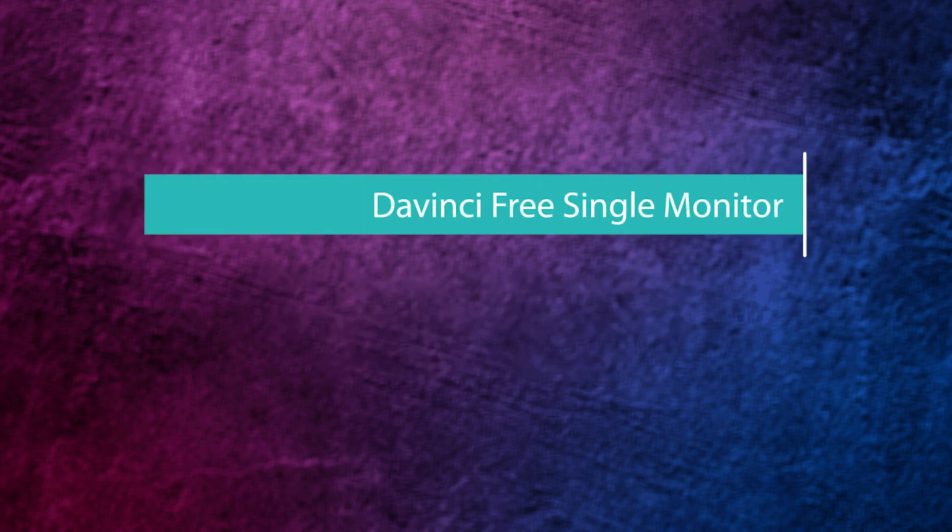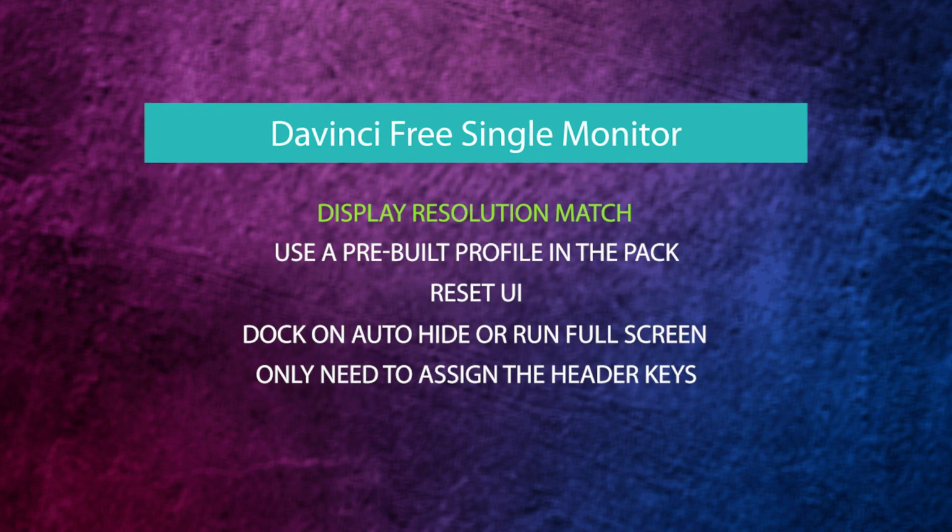If you're running the free version with a single monitor and your display resolution matches one of the pre-built ones that we've provided, you can use that pre-built profile as long as you reset the UI and you use dock auto hiding, or you have the auto hide off and you maximize your screen. In this situation, you would only need to assign the coordinates for those header keys that would get moved down because you don't have the Dolby Vision, HDR10 and HDR Vivid, which pushes those items down. All the rest of the controls would be programmed for you.